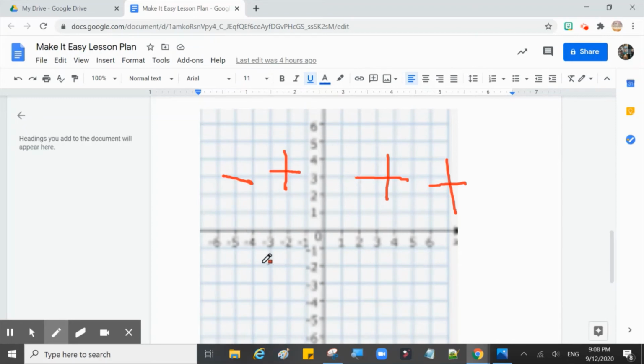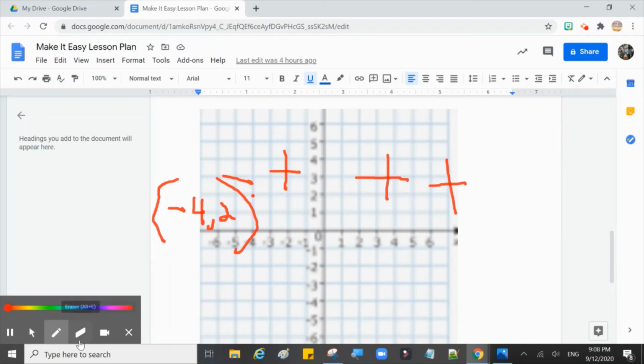So if we were to find negative 4, 2, we just find it the same way, okay? Here's negative 4, here's 2, you would put the dot right there, but then the way you would write it would be negative 4, comma, 2, okay? And then you would obviously put that in parentheses, okay? So that's how you would find it.